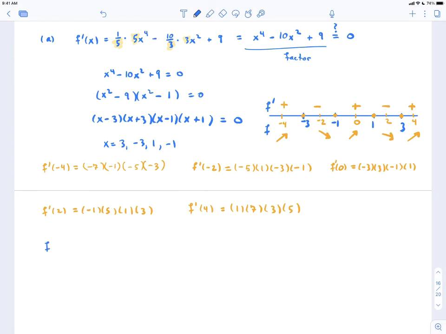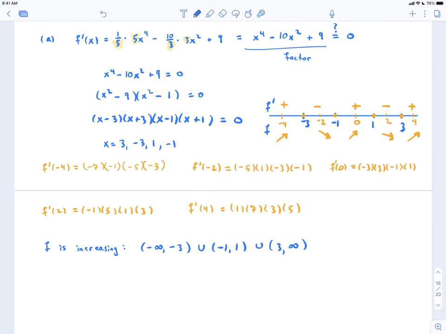So f is increasing on the following collection of intervals. Negative infinity to negative 3, and let's use set notation, so we'll put a union there. Negative 1 to 1, union 3 to infinity. I'm just looking at the places where the arrow is pointing up. That's where the derivative was positive. So negative infinity to negative 3, negative 1 to 1, 3 to infinity.